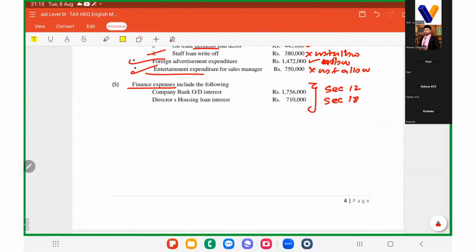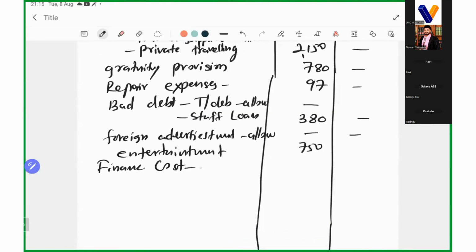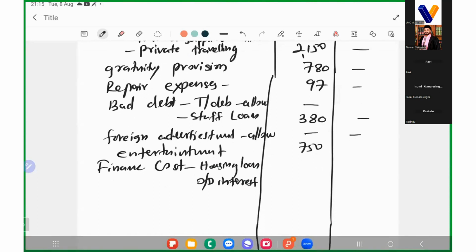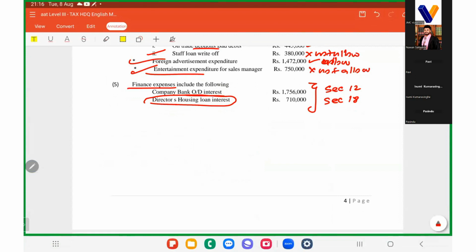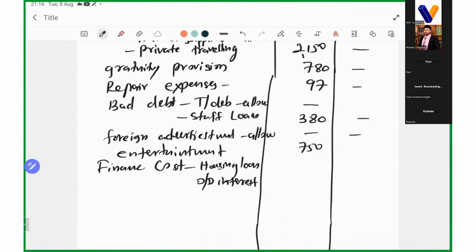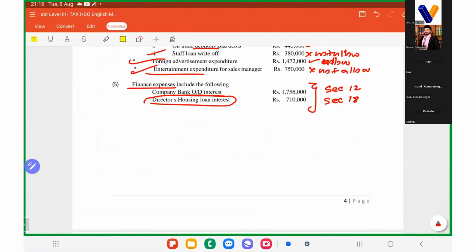The company OD interest, normally what is the OD taken for? Working capital management. But is the director's housing loan interest allowed? No. Why? That is not incurred in the production of the business income. So the interest paid on the director's housing loan, 710, you have to add back. The OD interest is normally allowed. Clear?